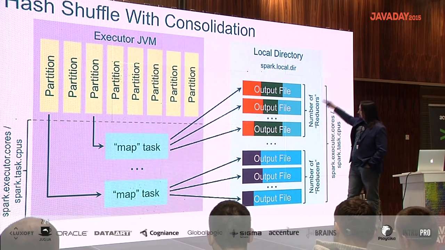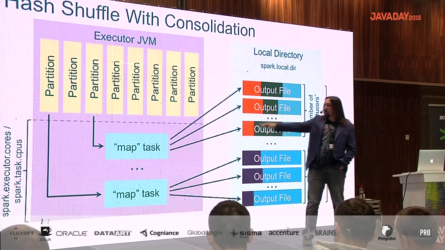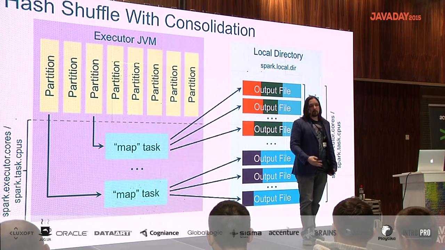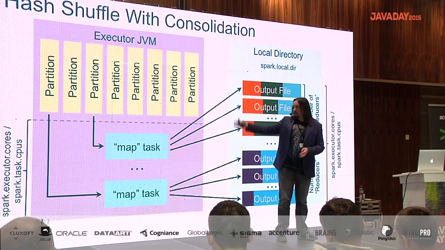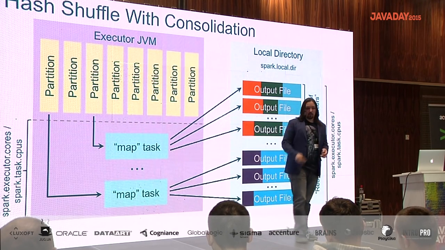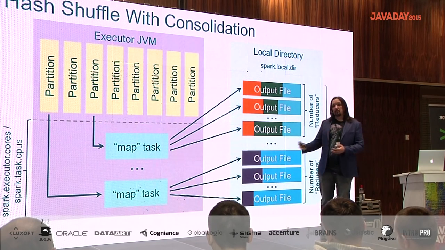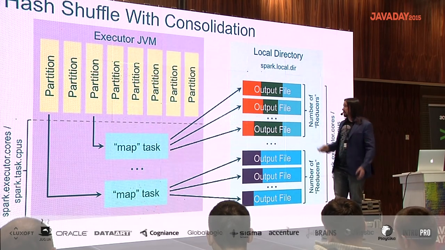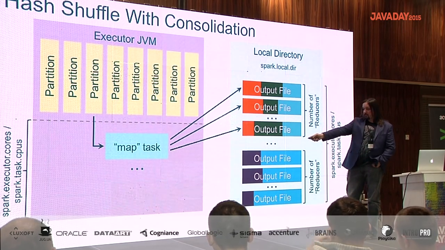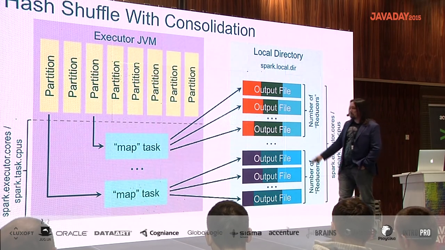This way, the number of groups is limited by the parallelism for a specific executor JVM. So in my example with 1,000 partitions and only two JVMs, if you can execute 10 parallel tasks on each, you will have 10 groups of files created. So it's much better than creating 500 groups of files. So this way it works fast. And this way you get a limited number of groups.